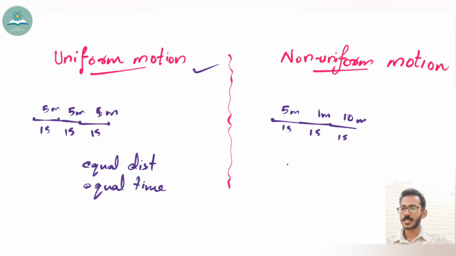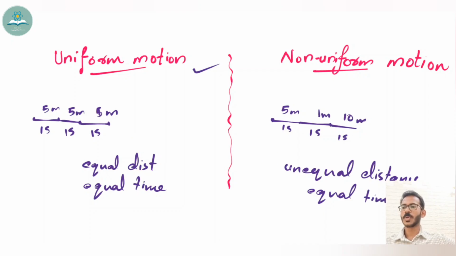So in this case, the object is covering unequal distances. It's covering unequal distances in equal interval of time. The time interval will be equal because we are deciding it in equal interval of time. So if it is unequal distance, it's non-uniform motion. If it is equal distance, it is uniform motion.